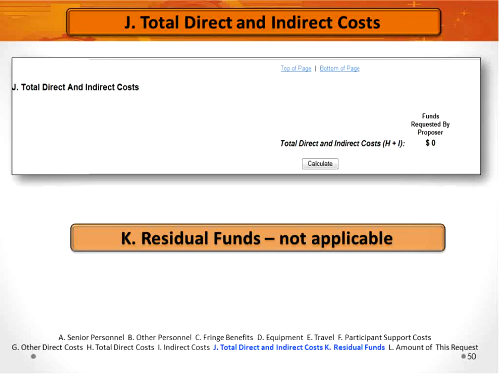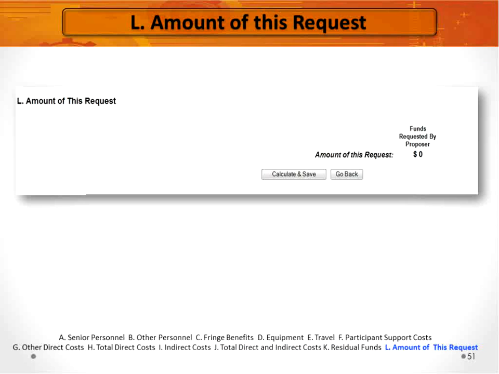Then this takes us to the total direct and indirect cost page. So you'll notice over here that when you hit the calculate button, it's going to add up everything on that page and give you a total right here, which is the funds requested by the proposer. There is a budget category K, but that never applies in ATE work. At least we've never found an example where that was applicable. So you can just skip category K. That takes you to the last category, which is L, and that is the funds requested by proposer. So your category J and L will be the same number.